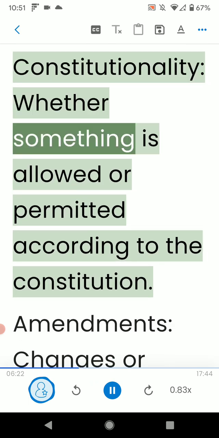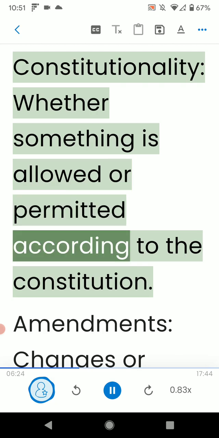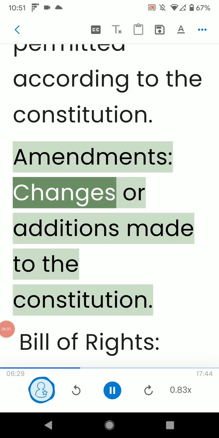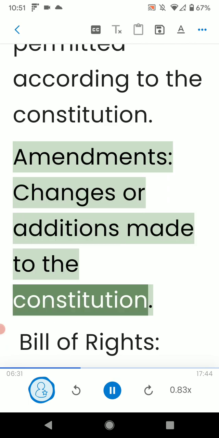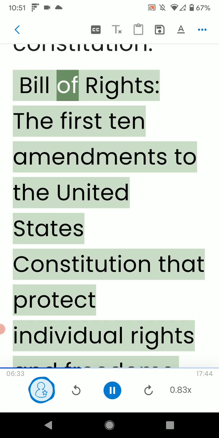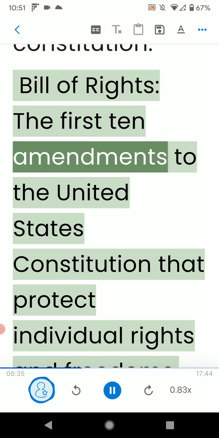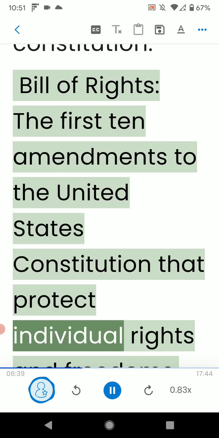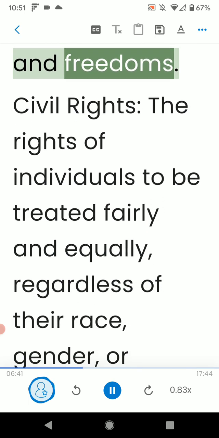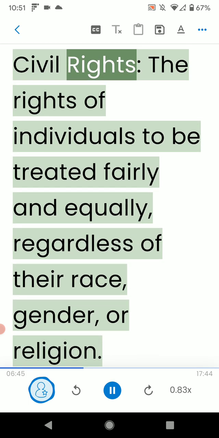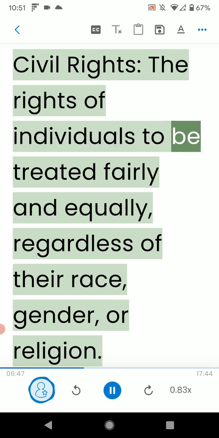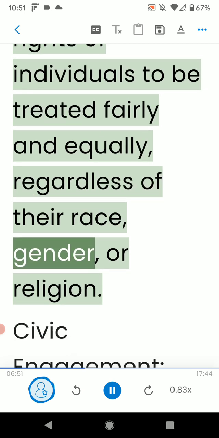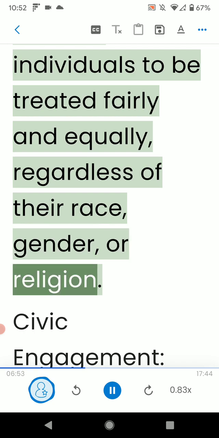Constitutionality, whether something is allowed or permitted according to the Constitution. Amendments, changes or additions made to the Constitution. Bill of Rights, the first 10 amendments to the United States Constitution that protect individual rights and freedoms. Civil rights, the rights of individuals to be treated fairly and equally, regardless of their race, gender, or religion.